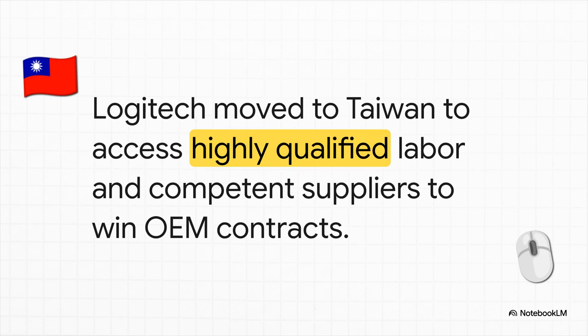Let's look at a really cool real-world example straight from our sources. Think of Logitech, the Swiss computer peripherals company. Back in the late 1980s, to win these massive OEM contracts from IBM and Apple, they knew they needed to innovate and scale up quickly and cheaply. So what did they do? They moved production to Taiwan. Why? Well, to access a highly qualified labor force, extremely competent local suppliers, and some super competitive science park space.